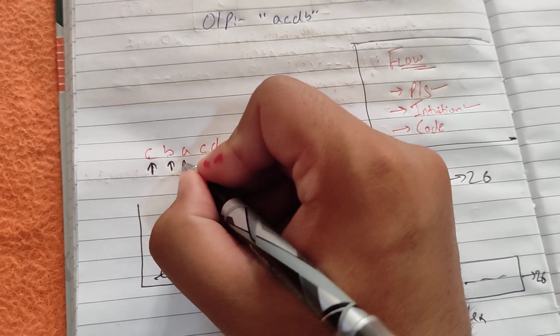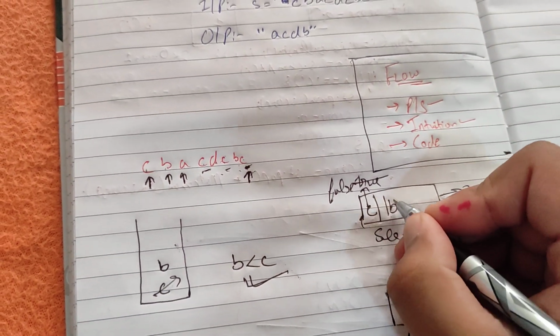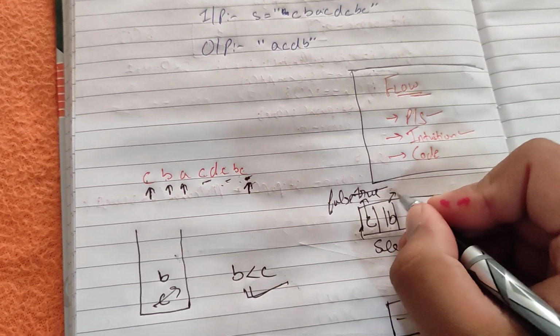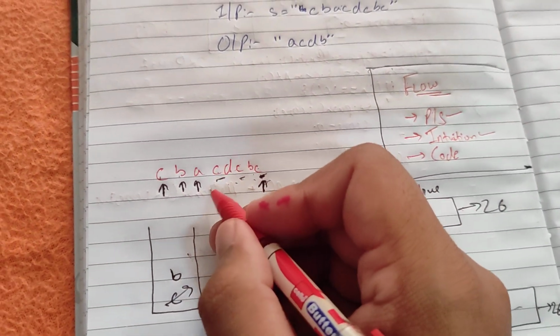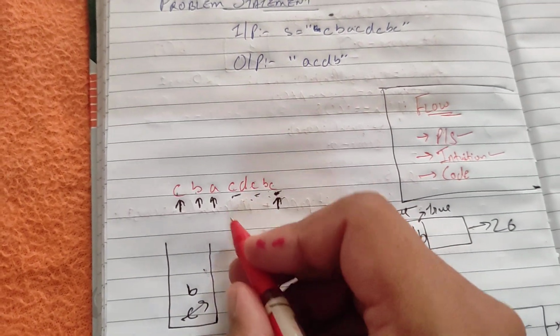Now I will move further onto my A, and I will mark my B as true. My B is now true. Okay, my B is true over here. Alright guys, now I am on my A.